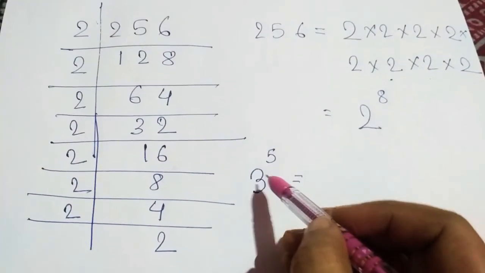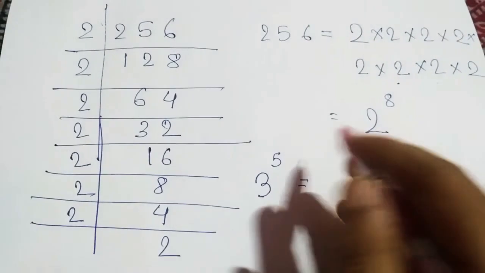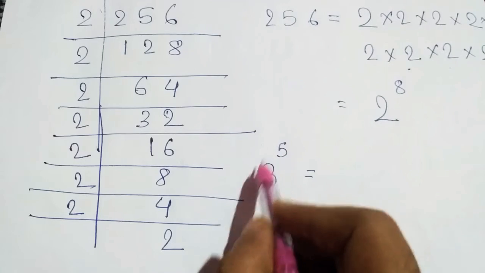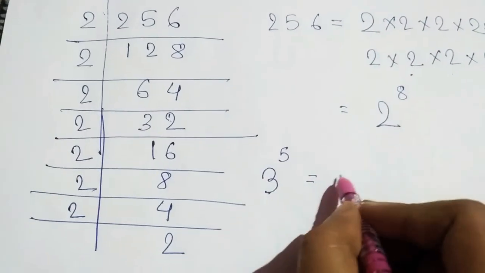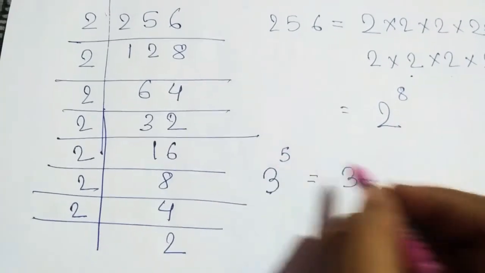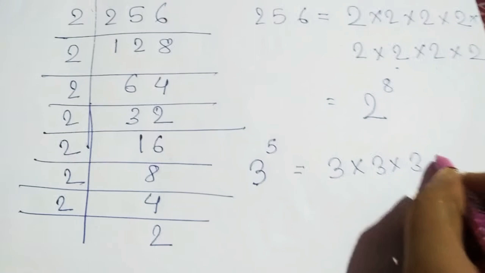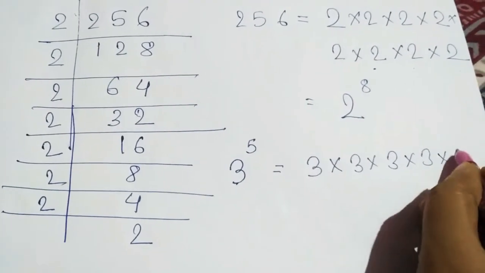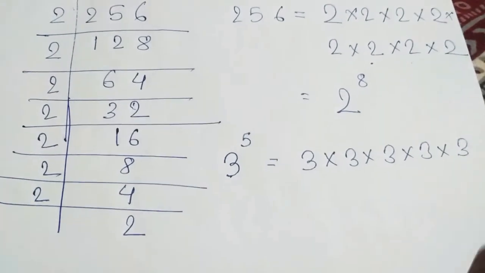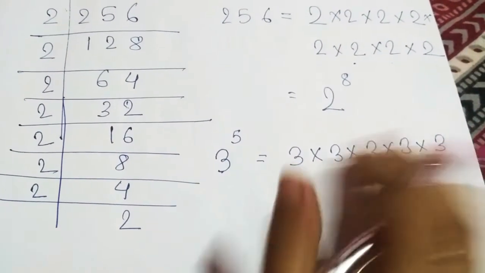So if you have to convert it into expanded form, what should you write down? First, the base, because the base is that factor. So 3 repeating how many times? Then 5. So just repeat it 5 times. 1 2 3 4 5. So this is the expanded form.